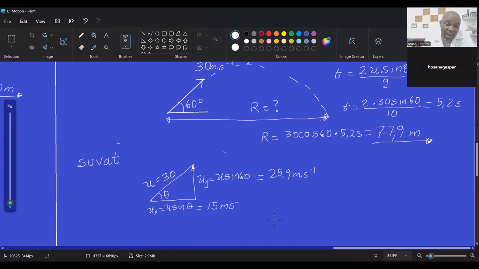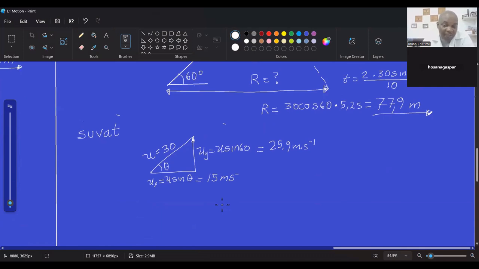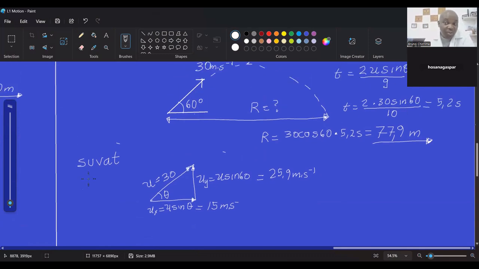In this case, you say ux is 15, but also you could say vx is 15. It's very important because we're talking about initial velocity. This is the start of the journey. So we have the arrows. This is the start of the journey. Why do you calculate this? Because now you can use other Suvat equations.